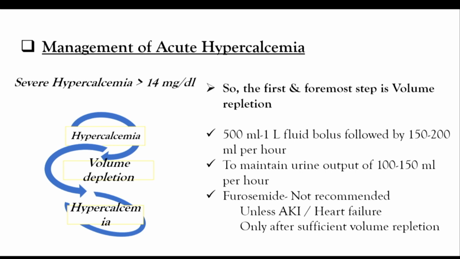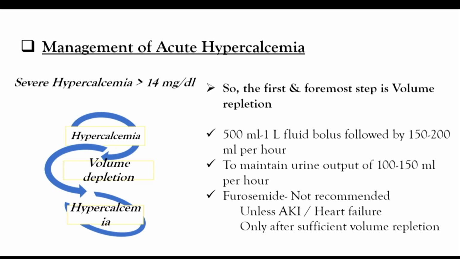So coming to the management of acute hypercalcemia in the hospital setting or ICU, severe hypercalcemia is usually more than 14 milligram per deciliter, and malignancy-related hypercalcemia usually presents with acute hypercalcemia. Hypercalcemia causes volume depletion, and volume depletion further causes hypercalcemia. So this is a vicious cycle, which keeps going on until we treat the patient.